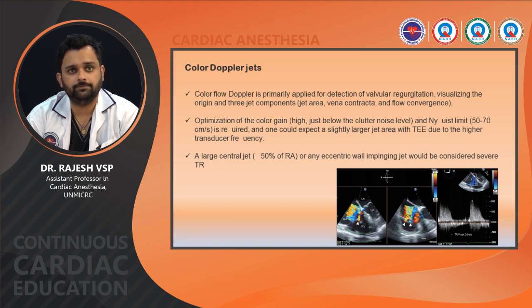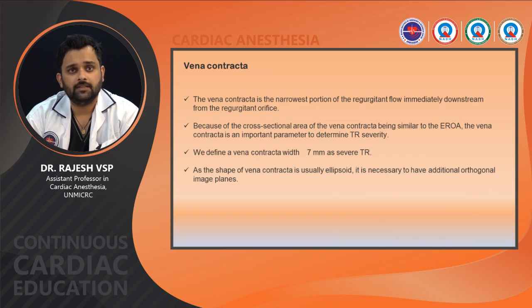A large central jet occupying more than 50% of the RA or any eccentric wall impinging jet would be considered severe TR. Coming to vena contracta, the vena contracta is the narrowest portion of the regurgitant flow immediately downstream from the regurgitant orifice. Because the cross-sectional area of the vena contracta is similar to the effective regurgitant orifice area, the vena contracta is an important parameter to determine TR severity. Vena contracta width more than or equal to 7 mm is considered severe TR. As the shape of vena contracta is usually ellipsoid, it is necessary to have additional orthogonal imaging planes.